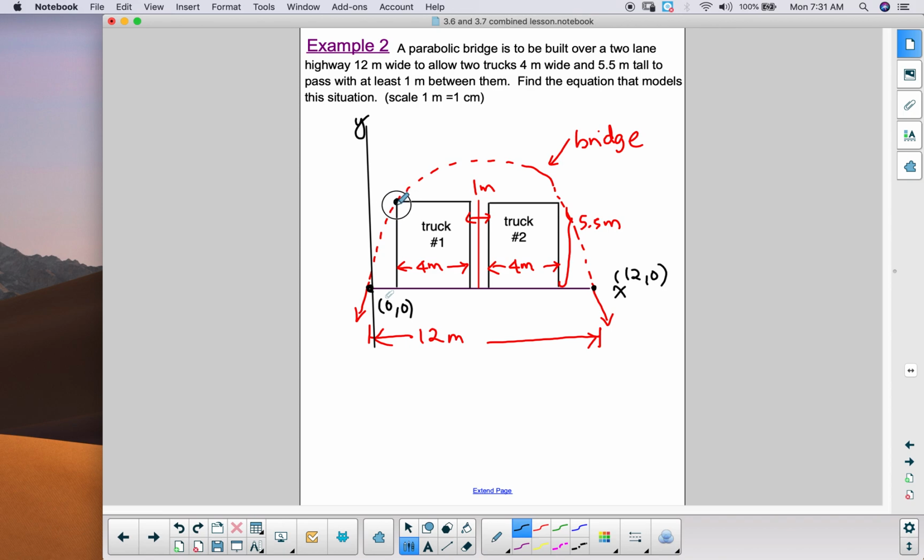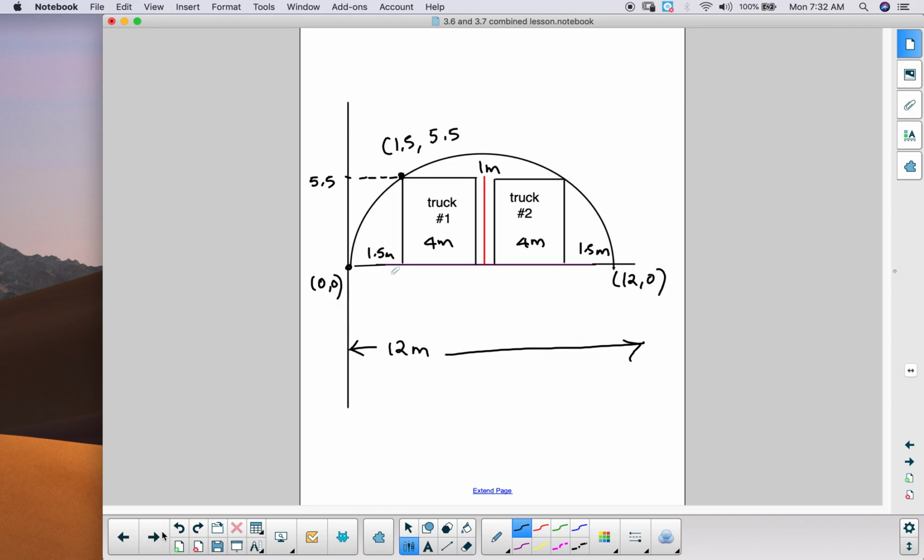So that would be this point here maybe, because if the whole thing is 12 meters, there's 4 plus 4 is 8 plus 1, 9, that means this distance here is 1.5 meters, and this distance here is also 1.5 meters. So that would make this point (1.5, 5.5). So now you have 3 points, and you can then use that to come up with the equation of the parabola.